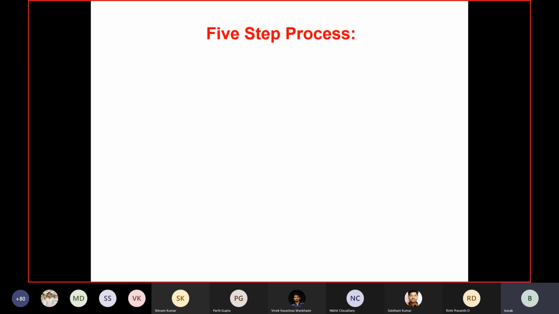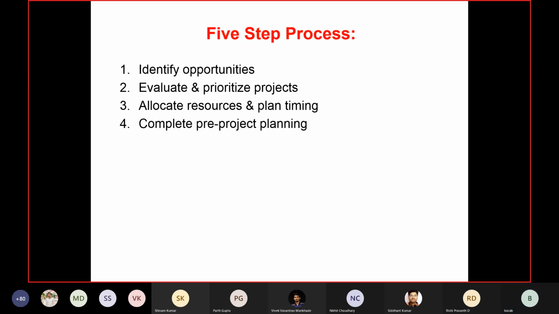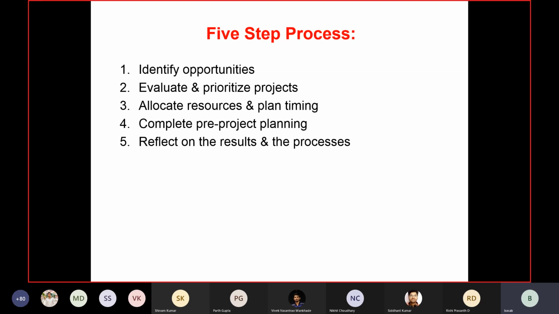Okay, I will just show this slide and we'll go for the exam. It's a 5-step process. I just put the 5 points and we'll discuss these 5 points next week. One is identify opportunities, evaluate and prioritize projects, allocate resources and plan timing, complete pre-project planning, and reflect on results and the processes. So this product planning is a 5-step process.